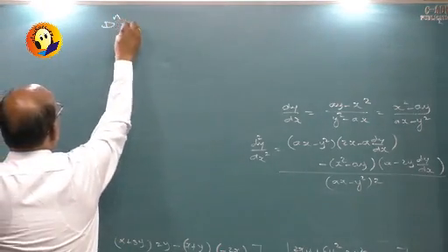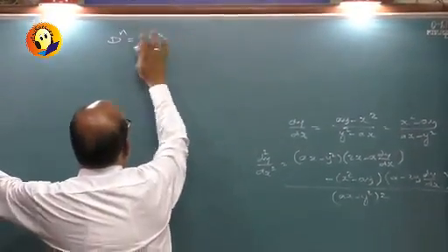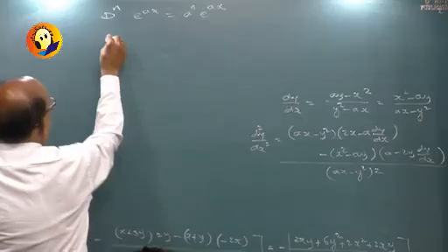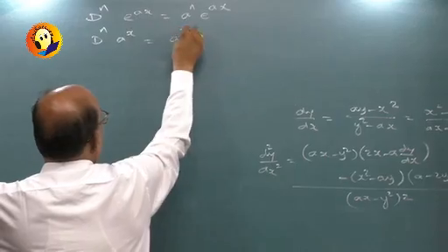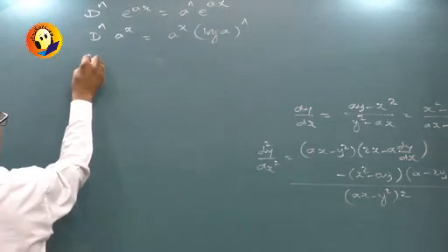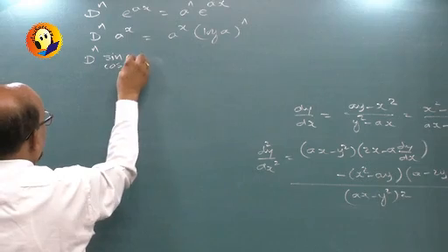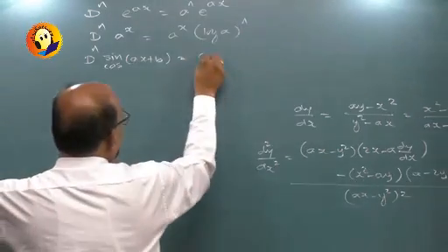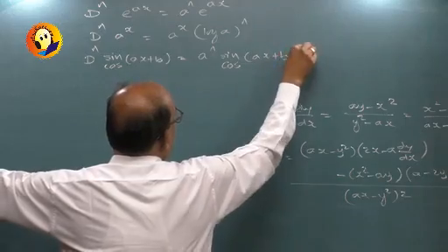What is nth derivative of e raised to ax? Nth derivative of e raised to ax is a raised to n e raised to ax. What is nth derivative of a raised to x? A raised to x into (log a) raised to n. Fine. What is nth derivative of sine or cos of ax plus b? A raised to n sine or cos of (ax plus b plus n pi by 2), right?